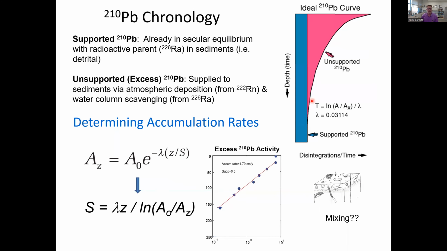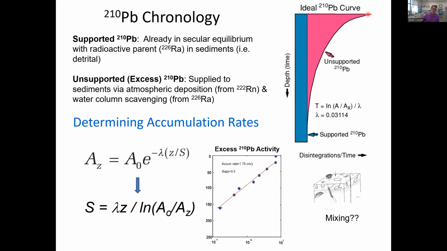So thinking about lead-210 chronology, it's important to understand some of the principles behind it, the idea that we have supported lead-210 versus unsupported, or sometimes referred to as excess lead-210. And this is an ideal curve shown in the upper right, where the y-axis going down is depth or time, and then the x-axis here at the top would be the activity of lead-210.